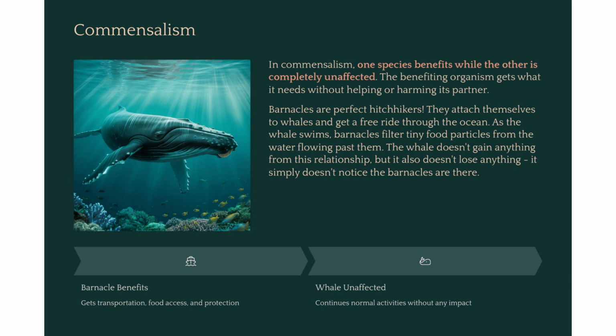Next is commensalism, where one species benefits, but the other is completely unaffected. A great example is a barnacle attaching itself to a whale. The barnacle gets a free ride through the ocean, which exposes it to more food. The whale, however, doesn't even notice the barnacle is there. It doesn't help or harm the whale at all.